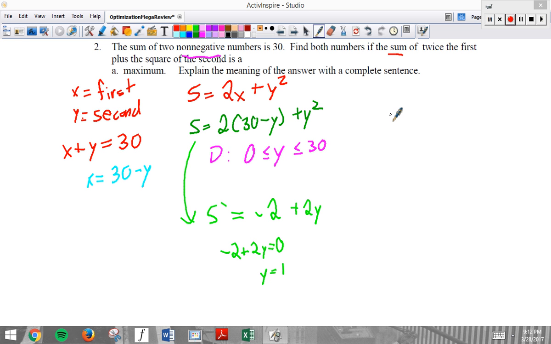Now we make a number line, an S prime number line. Notice how it'll have brackets because 0 is included and 30 is included, with 1 being my critical number, and it doesn't really matter how proportionate this looks. Between 0 and 1, S prime would be, we're thinking like a number like a half, people. Negative. Between 1 and 30, you can use 10. Any number will work. It'll be positive.